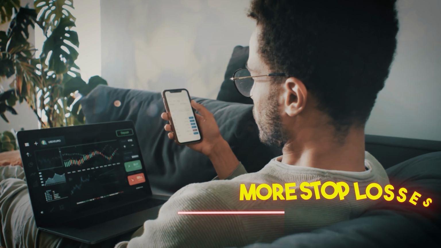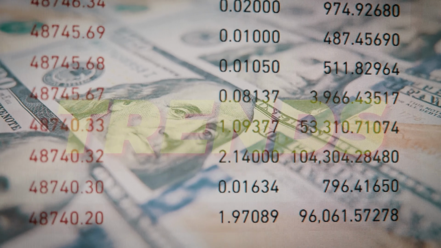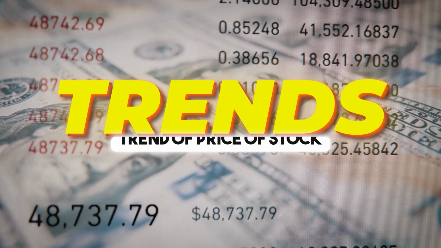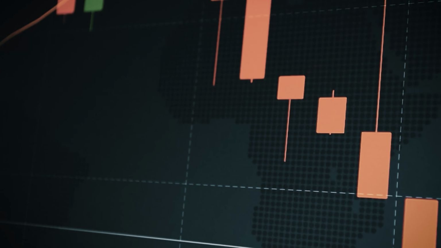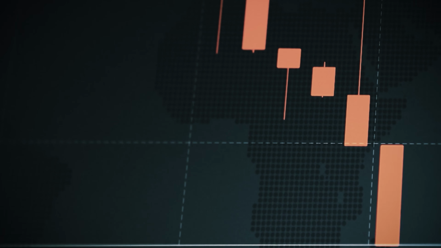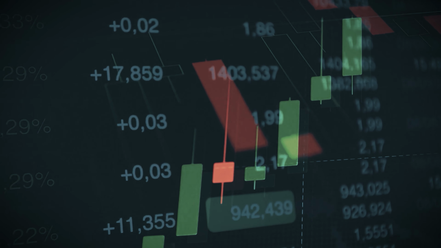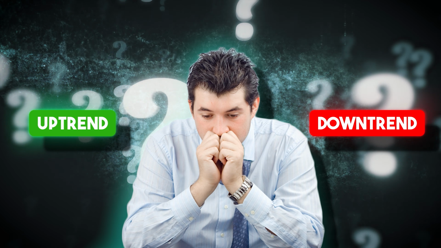This sharp decrease in price can actually activate more stop losses and cause a sharper decrease in price. Now let's talk about trends. Trends, as the name suggests, are the trend of the price of the stock. There is a downtrend, which means the stock overall is going down, and an uptrend, which means the stock overall goes up. So, how do you know if a stock is in an uptrend or a downtrend?